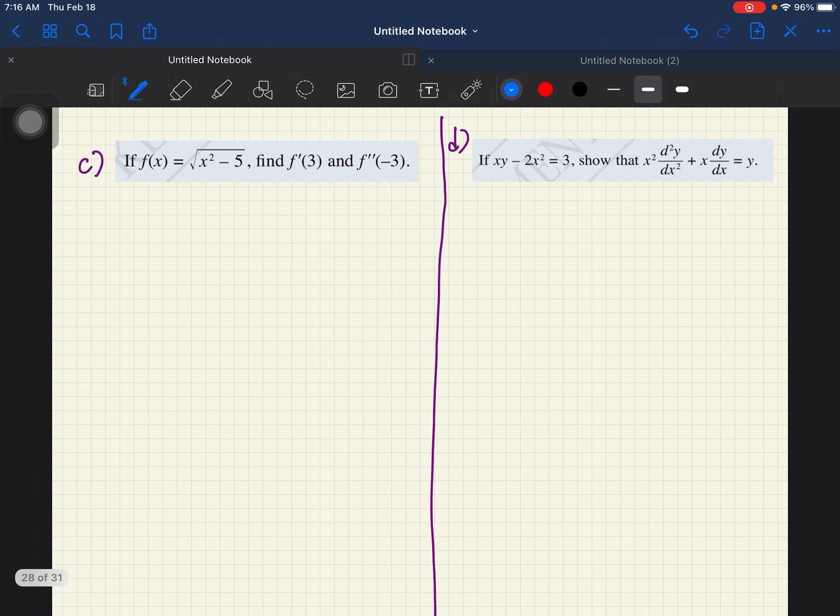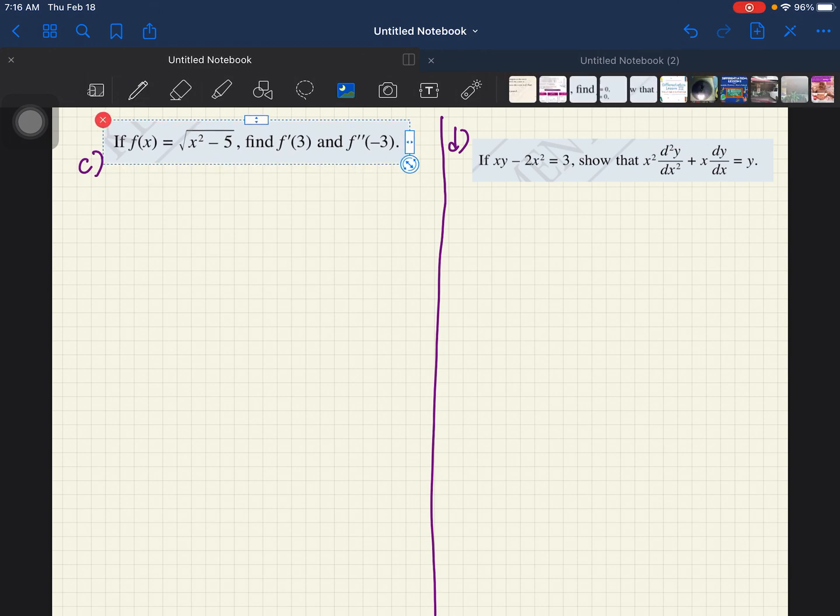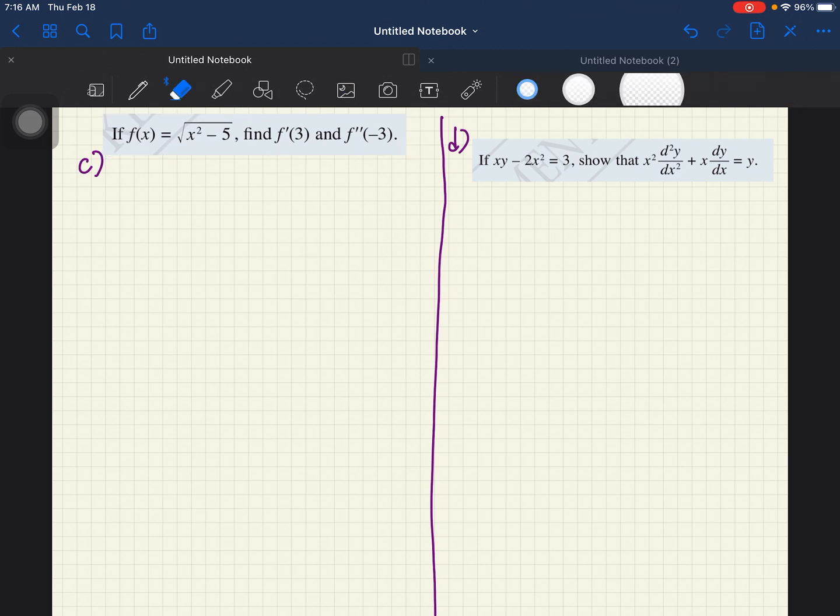Now, next one. I've prepared this one for you. This is from questions from the textbook. Let's do C and D together. It is given that f(x) is the square root of x squared minus 5. Find f prime 3 and f double prime negative 3. I think it requires more space, so I'm going to change this up here. First thing first, you need to change this to a simpler equation. I don't want to use square root, so I change it to the power of 1 over 2.